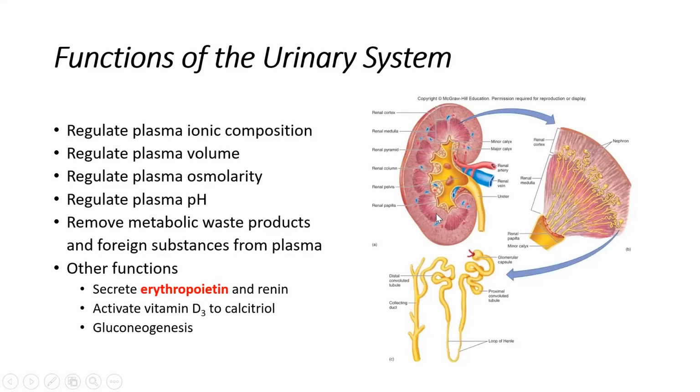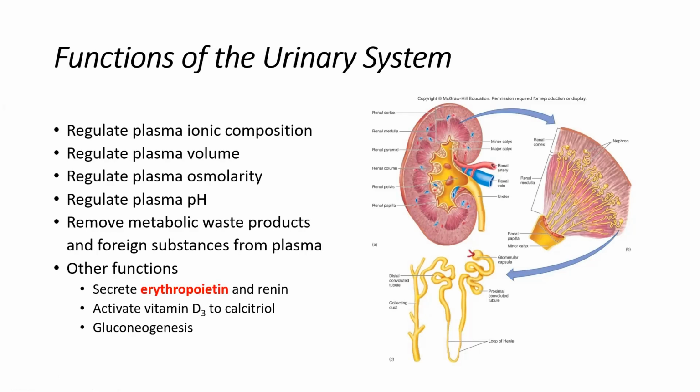So looking at some of the functions of the urinary system here, we kind of introduced this in the last packet and we'll talk about it a little bit here as well. We're going to regulate plasma ionic composition, things like sodium and potassium, how much of those ions exist in our plasma, and by extension, what blood pressure looks like. We're also going to regulate plasma volume, again, how much fluid is being reabsorbed into our plasma or secreted into the urine. And again, that is also going to influence our blood pressure.